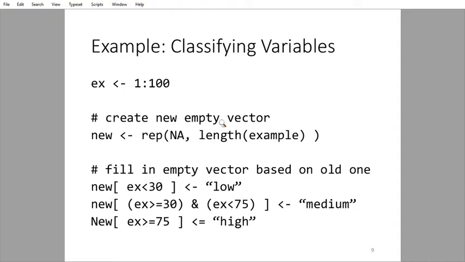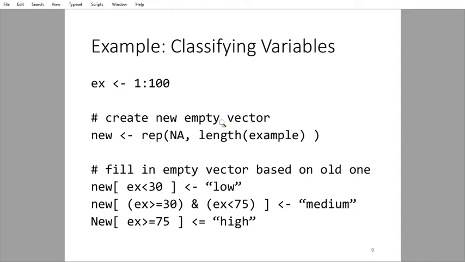Here I didn't specify times, but because R knows this is the second argument and times is the second named argument, it just fills it in. This example is something already created earlier. Yes, I create, sorry, this should be EX. So this should be length of EX.